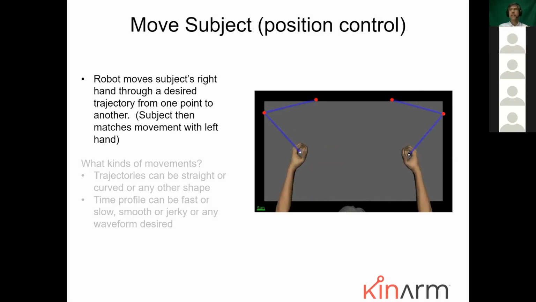It turns out that in this example, the subject was instructed to mirror match with their left hand. So the robot is moving their right hand, and the subject is then moving their left hand to mirror match it. This is actually a nice example of both what I'm talking about in this slide, moving the subject, plus the previous slide, which is monitoring the subject.